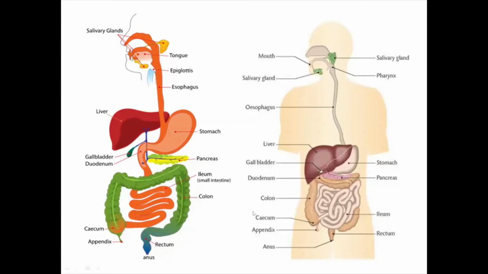The colon is the middle part of the large intestine. Ileum is the last part of the small intestine. The small intestine then ends into the large intestine, whose starting point is the appendix. Then comes the caecum, then colon, then comes the rectum, and then at the end the anus.